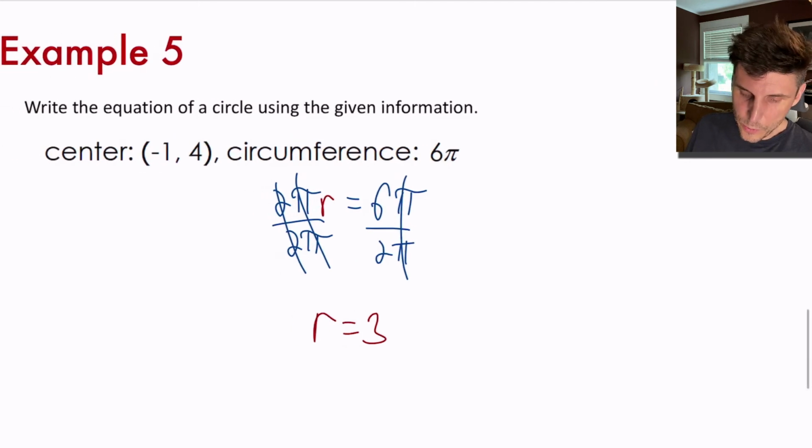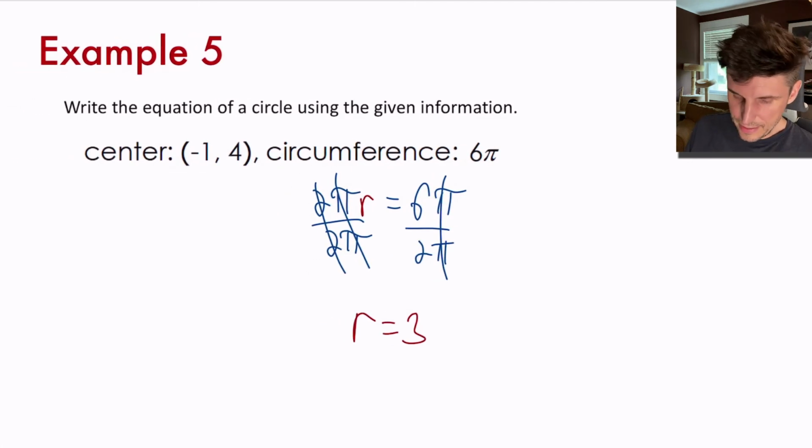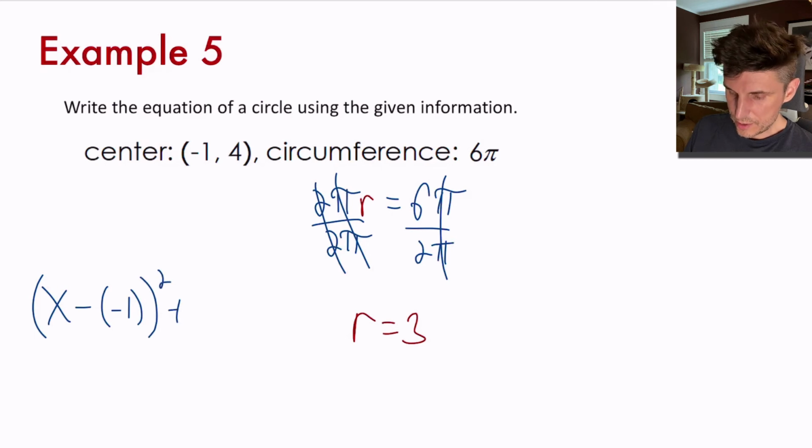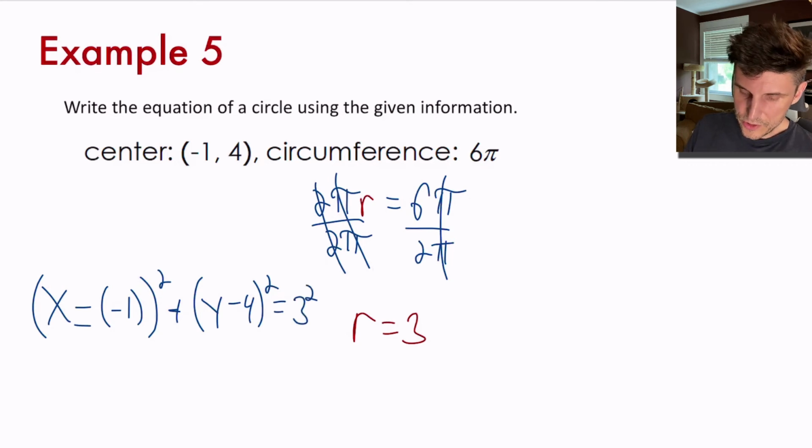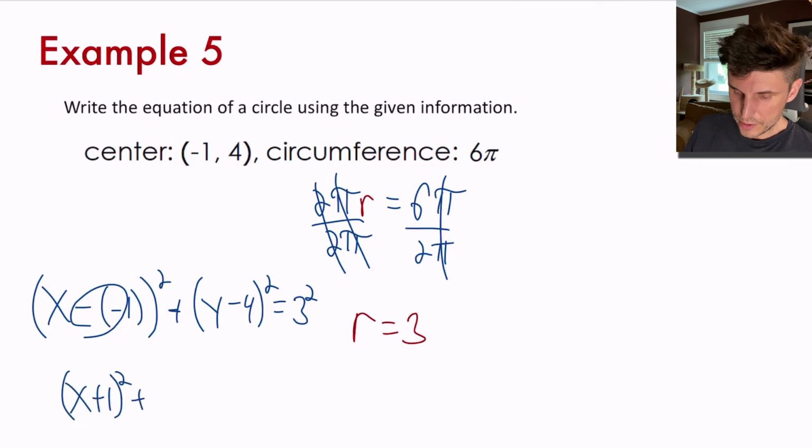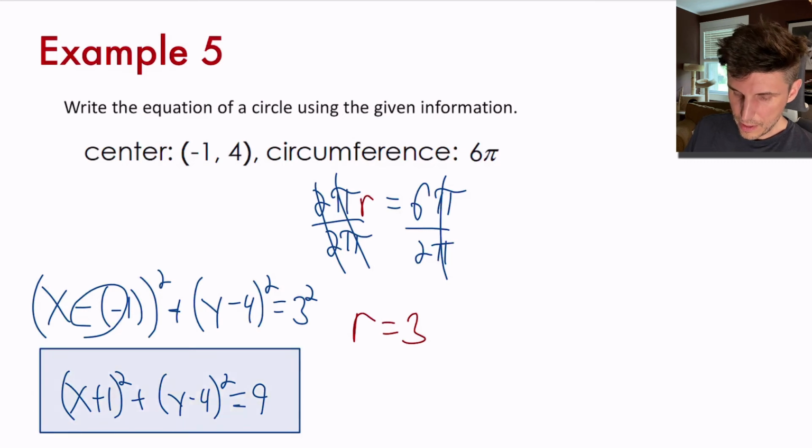All right, so now we have our radius. Now we're back to an easy problem, and we say x plus 1. Why is it x plus 1? Actually, you know what? This is the first one, I think, where it's negative, so let's try again. We're going to say x minus negative 1. That's the h term. Quantity squared plus y minus 4 quantity squared equals 3 squared. Then you have this double negative here, so that's why you'd go x plus 1, quantity squared plus y minus 4 quantity squared equals 9. That's your final answer for that problem.